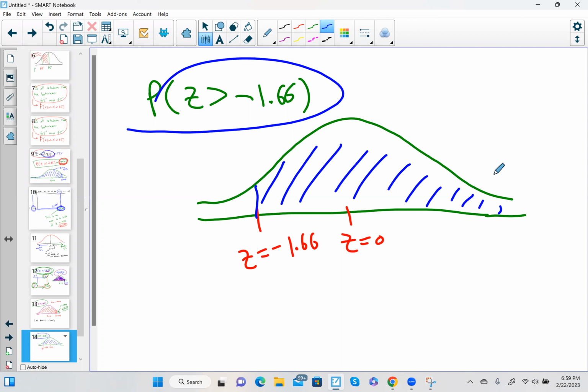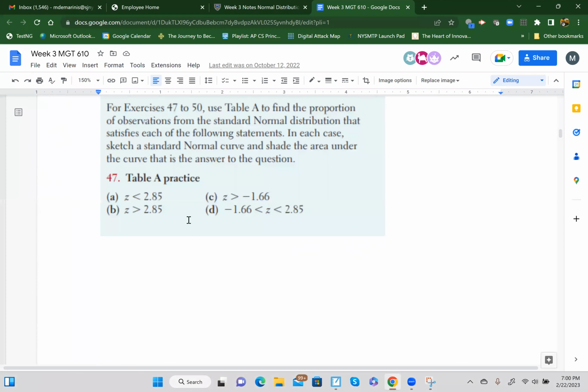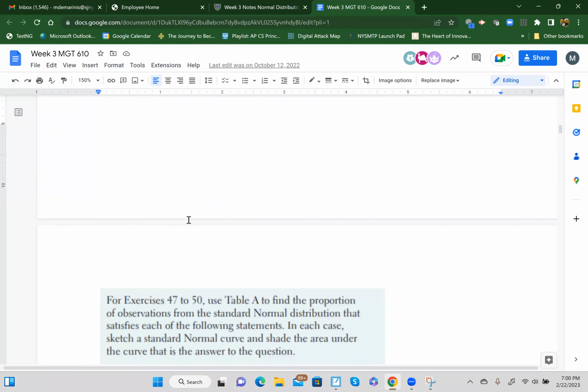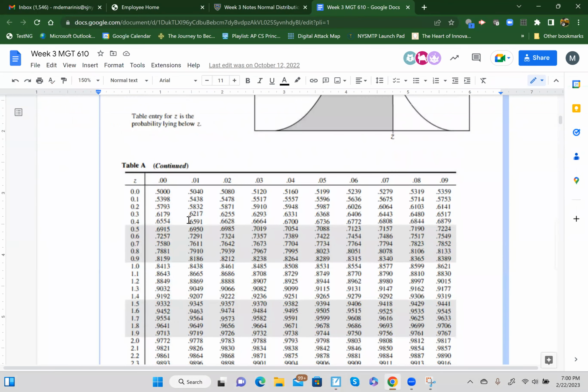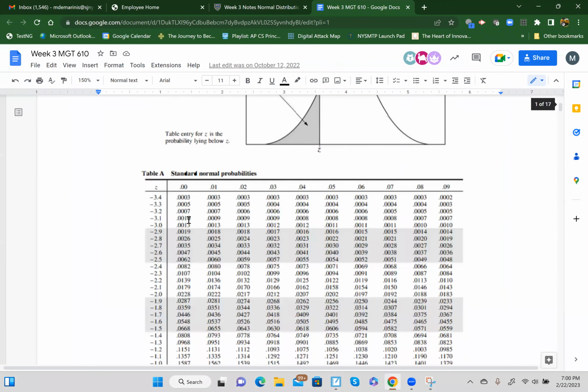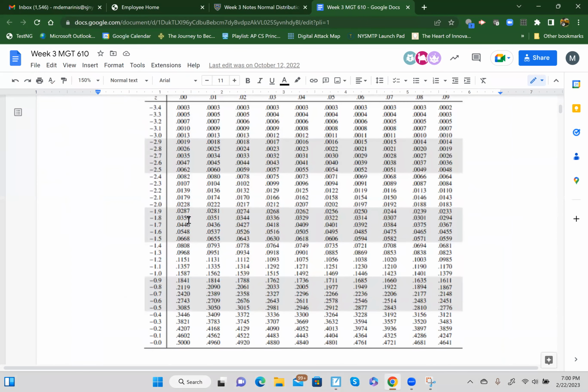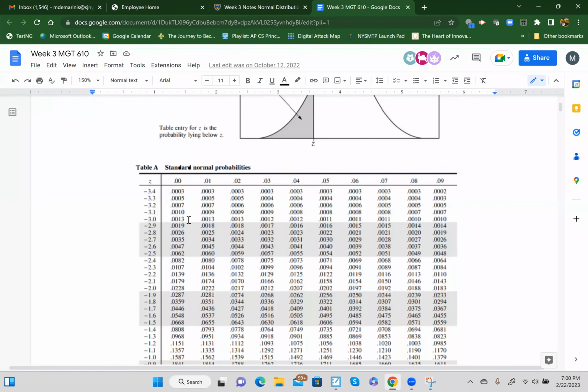Now we know that the chart's not going to give us that. The chart only gives us area to the left, so it gives us this area down here. Let's go look it up and see what we get. Look in the chart here. I need the chart with the negative Z-scores, which is on the next page. There it is. I need negative 1.66.